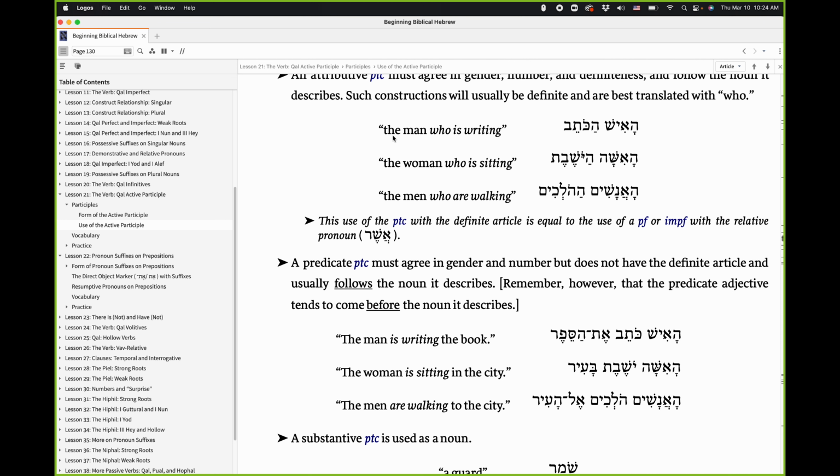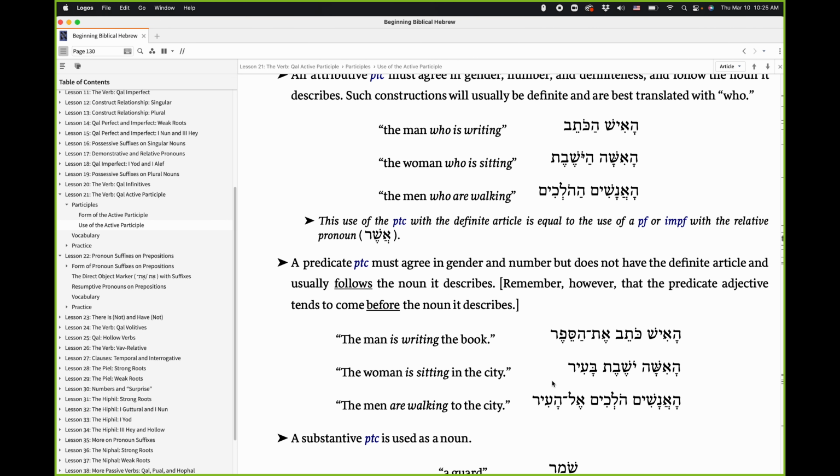What I want you to see here, the difference is the man who is writing versus the man is writing. The woman who is sitting versus the woman is sitting. The men who are walking versus the men are walking. You can hear the difference in those two. The predicate function is an actual clause. It's an actual sentence. Maybe the best way to distinguish between these would be like the shining star versus the star is shining. Okay, that's the difference between the attributive and predicative.